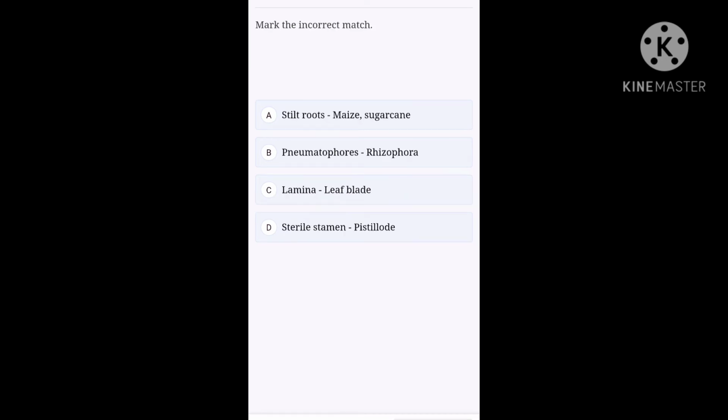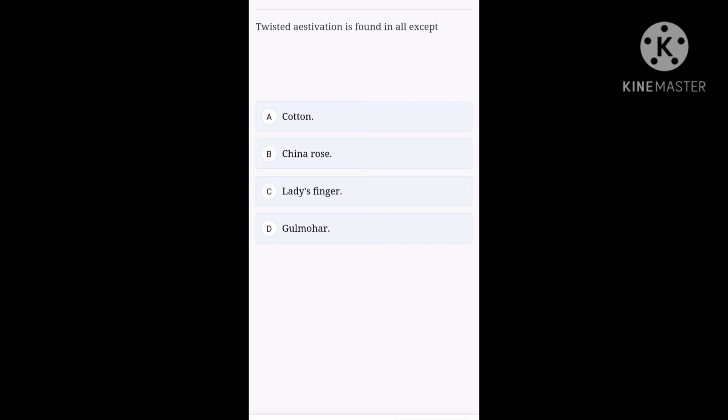Okay, next question. Mark the incorrect match. Option A, stilt root, maize and sugar cane. Option B, pneumatophores. Option C, lamina, leaf blade. Option D, sterile stamen, pistillode. We dealt with this option in the previous question, so option D is the correct option. Next question. Twisted aestivation is found in all except option A cotton, option B China rose, option C lady's finger, option D gulmohar. Option D is the right answer.